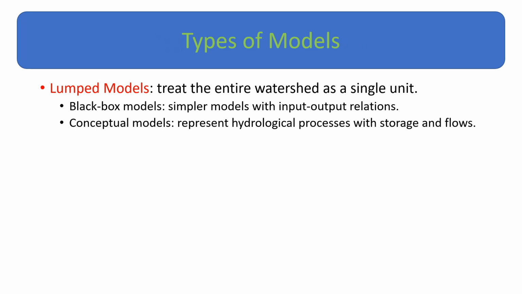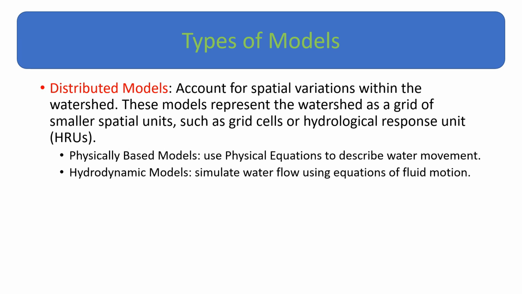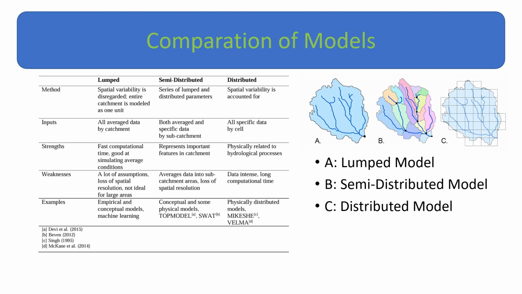basin. They allow us to predict future water scenarios under different climate and land use conditions, which helps us to prepare for floods with better forecasting and mitigation strategies. These models also help us to allocate water resources for agriculture, industry, and domestic use. Hydrological models have different types.